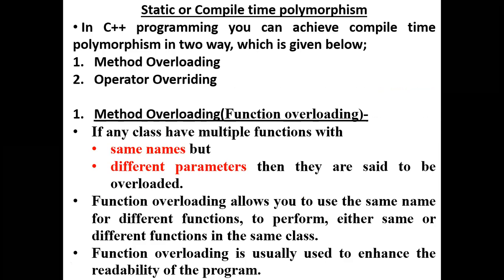Function overloading means there are many functions, but having the same name and different parameters. Same name and different parameters. Parameters are of two types. Either they are different in numbers, means we can pass 2 numbers, 3 numbers, 4 numbers, means different numbers, or we can pass different types, suppose 2 integers or 2 floats.